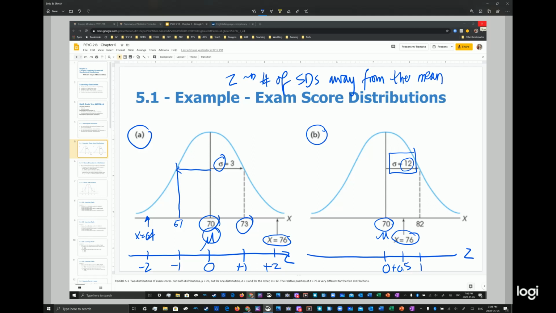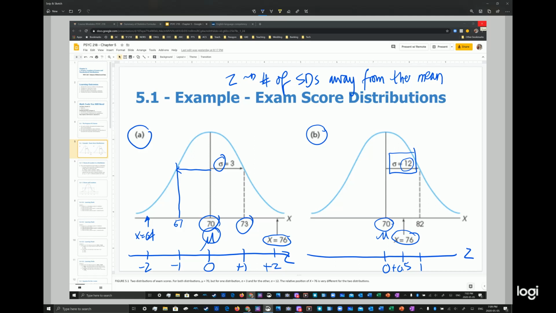So you can see here, a z-score is determined by the population mean and the population standard deviation. So yes, you can have two of the same parts out of three. You can have the same population mean and look at the same raw score, but if the distribution has a different standard deviation, the location is going to be different. So a question for you: in which of these distributions is the x value of 76 closer to the mean of 70? If you're thinking distribution B, where the standard deviation is 12, you're right.